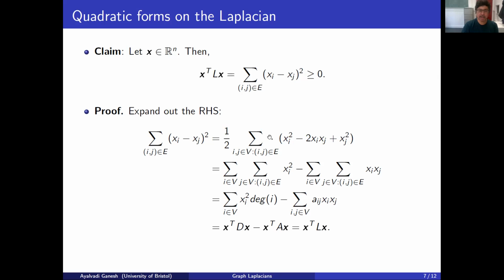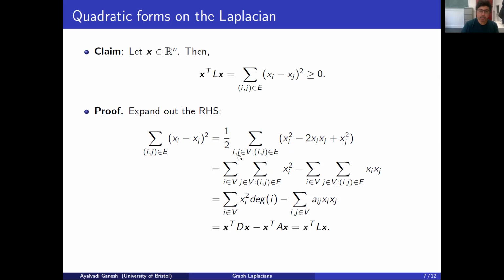And now let's expand out each term in the sum. Now, by symmetry, the graph is undirected, so the sum of xi squared over all such ordered pairs of vertices such that there's an edge is the same as the sum of xj squared. So I'll get rid of the half and keep just one of the sums.